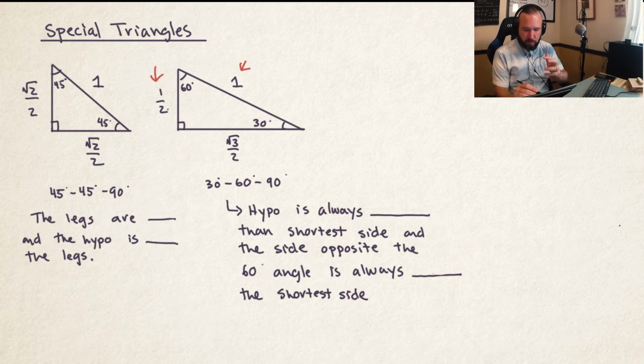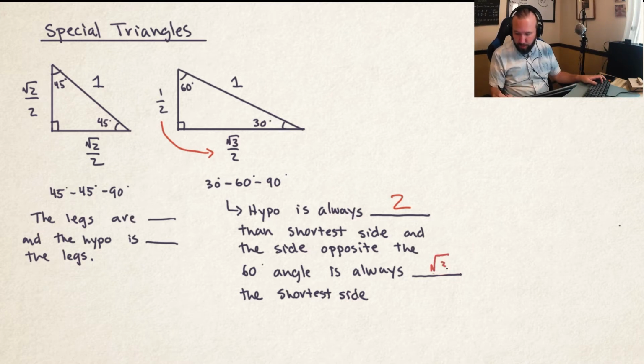So what do you have to do to turn 1/2 into 1? You have to multiply it by 2. So the hypotenuse is always 2 times the shortest side. And the side opposite the 60-degree angle is always, so what's the relationship between the shortest side and the side opposite the 60-degree angle? You can see to turn 1/2 into the square root of 3 over 2, you'd have to multiply both things by the square root of 3.